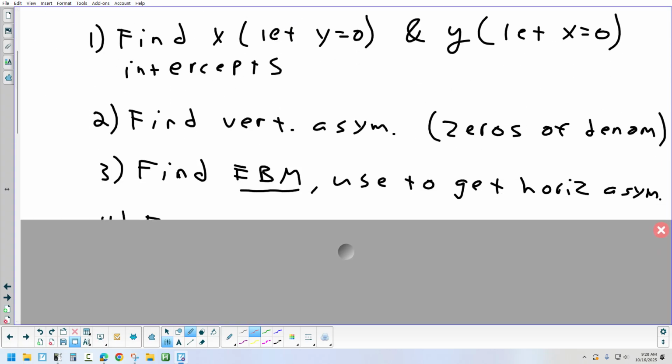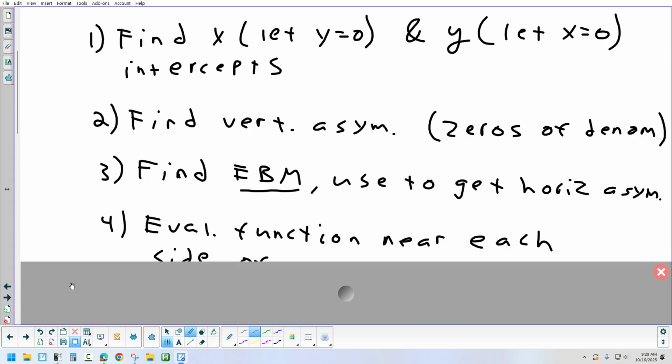Next thing we're going to do is find the EBM. Say the EBM, what is that helpful for? Getting your horizontal asymptote. So these asymptotes, once we sketch them, are going to give you kind of like grid lines on your paper to sketch your graph. It's going to give you some boundary lines. So you're going to have all your asymptotes sketched by the end of step 3.